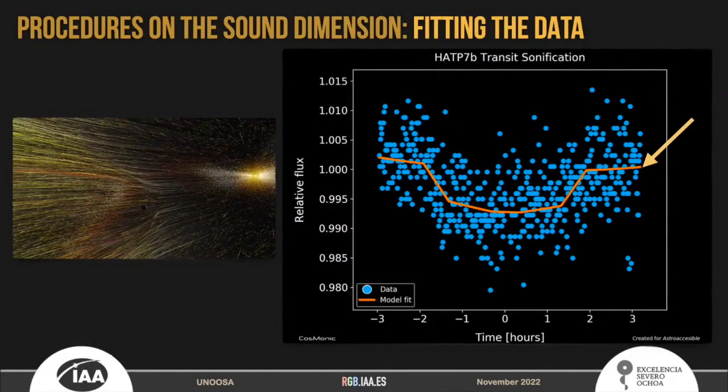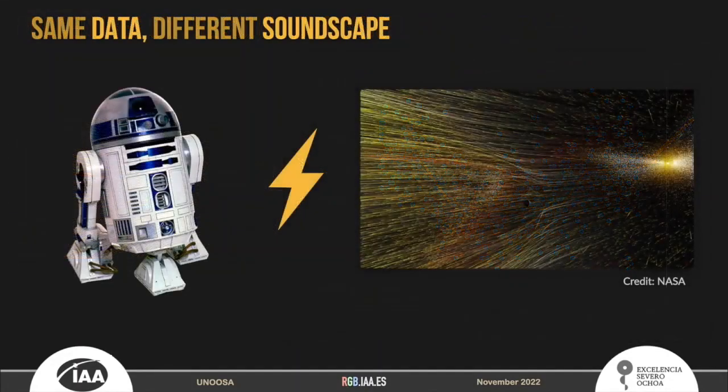From this first example of the sonification of a transit, we can extract two ideas. In the second rendition of the sonification, the solar wind effect, we created a new procedure to work in the sound dimension. It's working directly on the sound data. It's mimicking a fit to the data. The second idea is that we can create two very different soundscapes using the same input data.